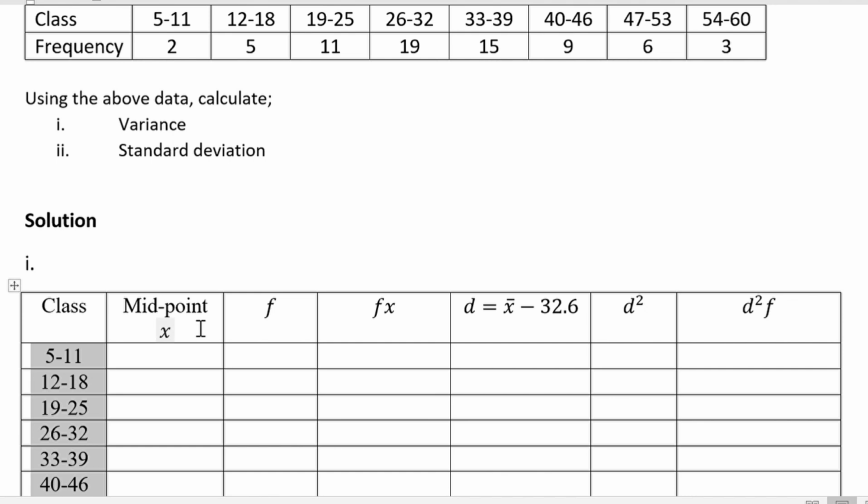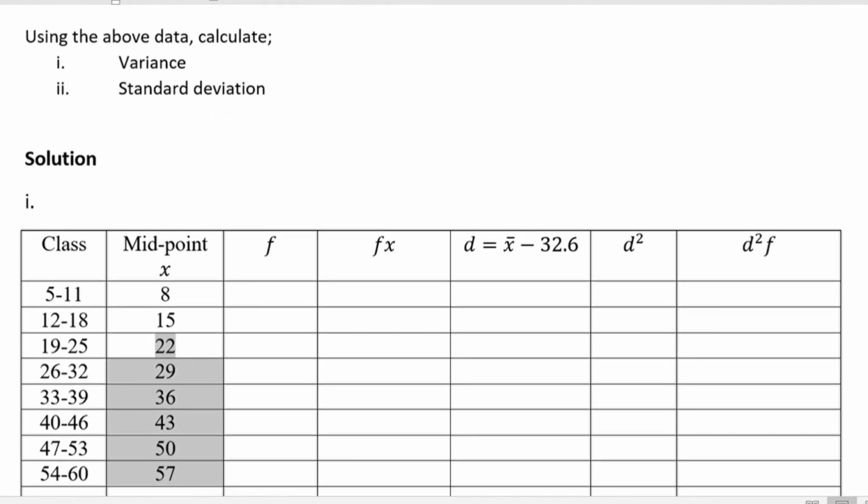Then midpoint x is calculated by taking these values, adding them and dividing by 2. 5 plus 11 gives us 16, divided by 2 gives us 8, so we write 8 there. 12 plus 18 is 30, divided by 2, that is 15. In a similar manner, 19 plus 25 divided by 2 gives us 22. And the rest are also calculated in that similar manner.